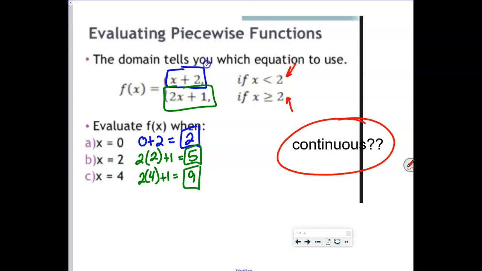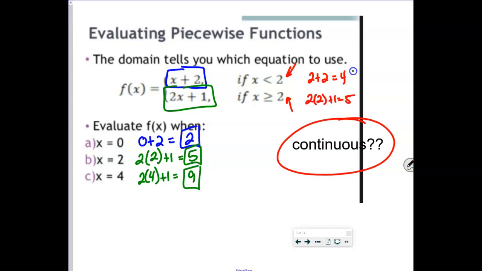So if you plug in a 2 into the blue function, you get 2 plus 2, better known as 4. Now I know it doesn't actually exist there. We would have put an open circle if we graphed it, which we're going to do in a minute for the other problems. But I still want to know what location we're at. If you plug in a 2 into this bottom function, which you already kind of did for me, wasn't it a 5? 2 times 2 plus 1 is a 5.